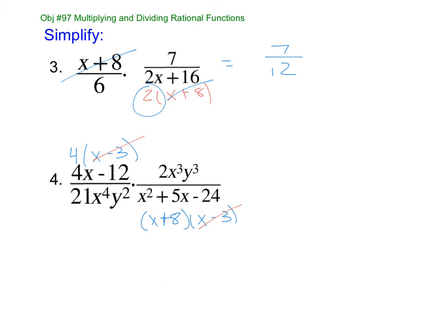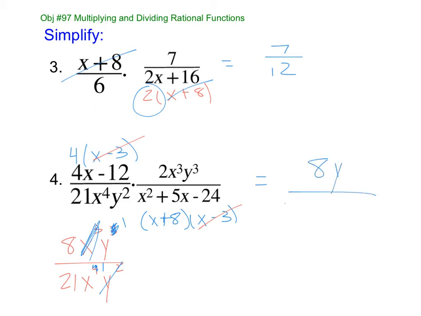So we have on the top 8x cubed y cubed over 21x to the 4th y squared. Putting all those together, especially if there's more than one, y squared gets rid of that, and we're left with a 1. X cubed goes away, and we're left with a 1. 8 and 21 we can't do anything with. So the final answer is 8y on top, 21x times x plus 8. And that is the final answer.